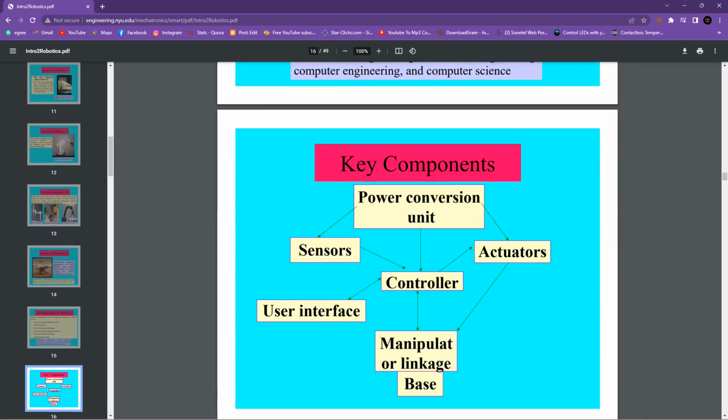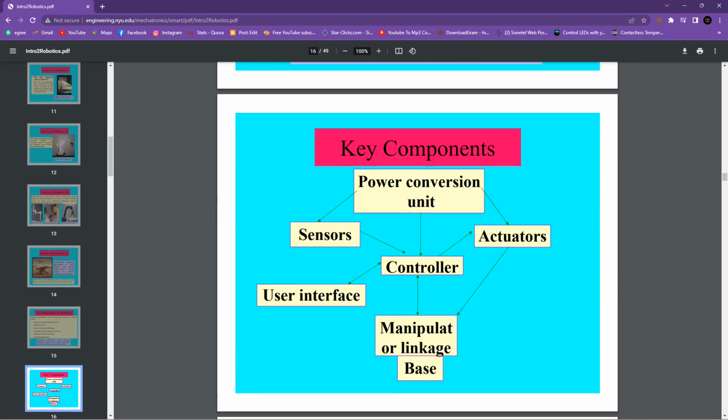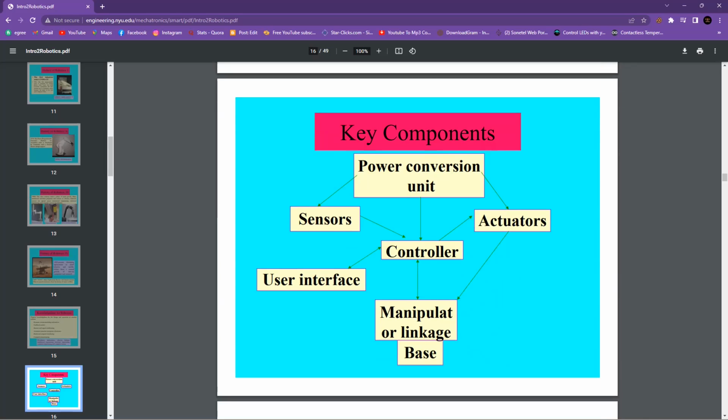And then key components. For now, I would like you to understand the controller, the sensor, and the actuator, and how they work hand in hand. The sensor sends information to the controller, and then the actuators receive information from the controller. You see how the thing goes. For instance, I'm going to share another screen here for you to see.